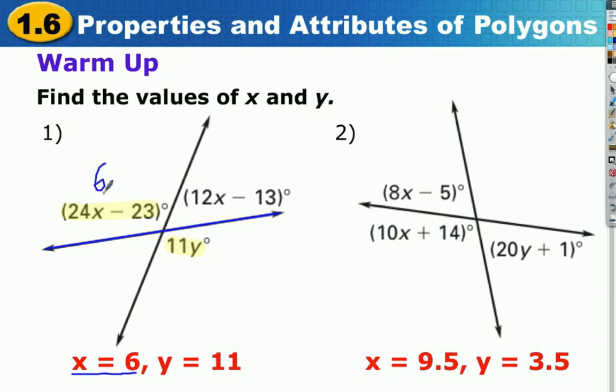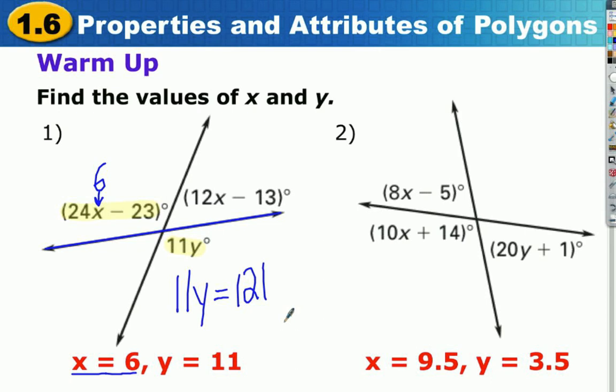You plug in a 6 right here. 20 times 6 is 120, and 24 is 144 minus 23. So that comes out to what? 121. So now you've got 11y equals 121. That's a one-step equation that gets you y equals 11. So you had to understand straight angle, 180, supplementary. These add up to 180. Then you had to understand vertical angles and set this equal to this, and you had to take this value and plug it in so that you had this simple equation.